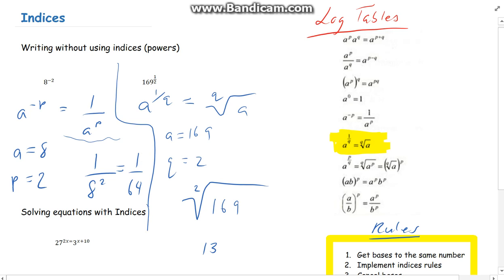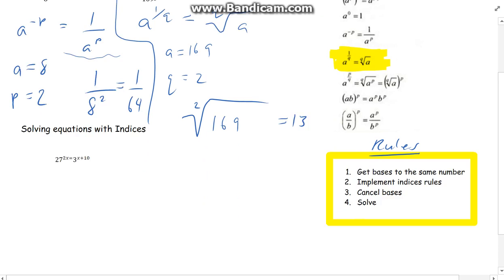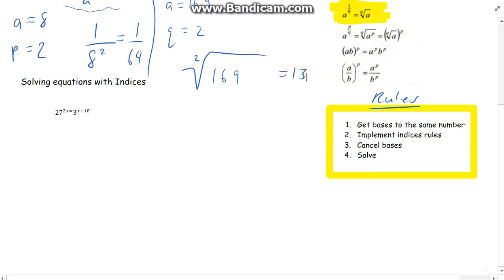Again, you can check from the very beginning, 169 to the power of a half, and put it into your calculator, you should get 13. So you know you're going to have the right answer. But that's how we write our indices without using powers. Okay, and so the next part is solving equations using indices. So let me just make this a little bit bigger.